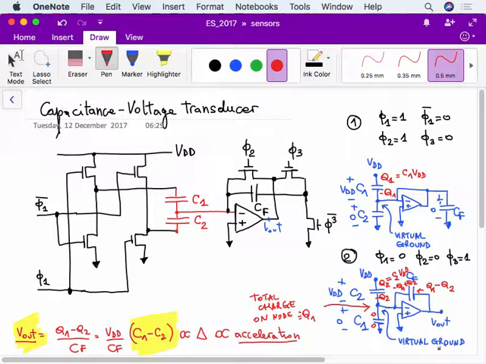So the essence of this capacitance voltage transducer is just to put on a third capacitor a charge which is the difference between the charge accumulated on one capacitor and the charge accumulated on the other capacitor. And these two charges are in turn proportional to the two capacitances, because the voltage applied to the two capacitors is the same in two different phases. Okay? That's it.